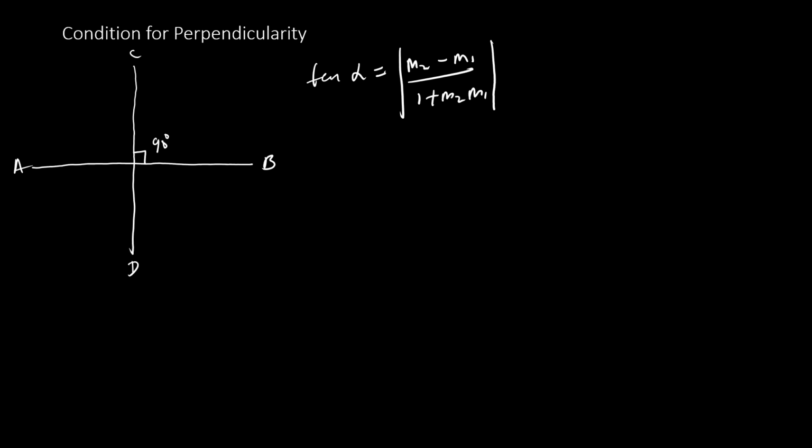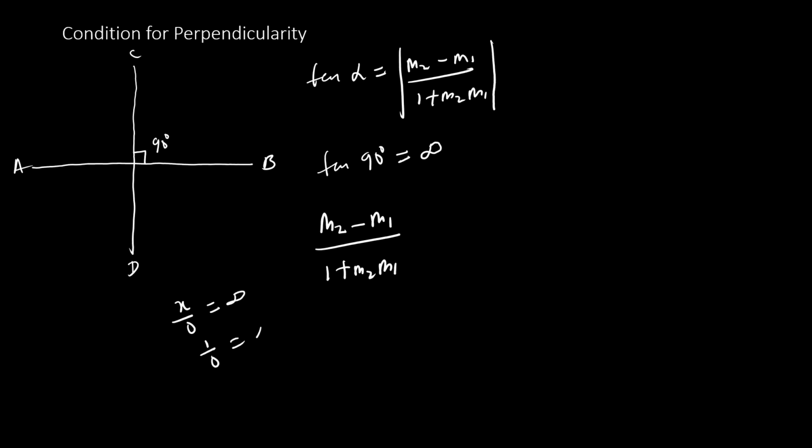Here we have two lines which are perpendicular, so theta equals 90 degrees, and tan 90 degrees is equal to infinity, which is undefined. So for this fraction, m2 minus m1 over 1 plus m2 m1, to be undefined, the denominator must be equal to 0. For example, x divided by 0 is undefined, and 1 divided by 0 is undefined. So the same thing here: for m2 minus m1 over 1 plus m2 m1 to be undefined, 1 plus m2 m1 must be equal to 0.